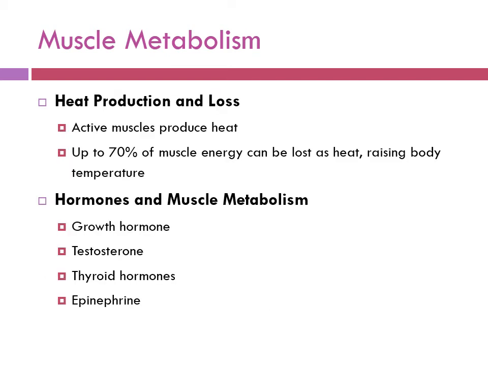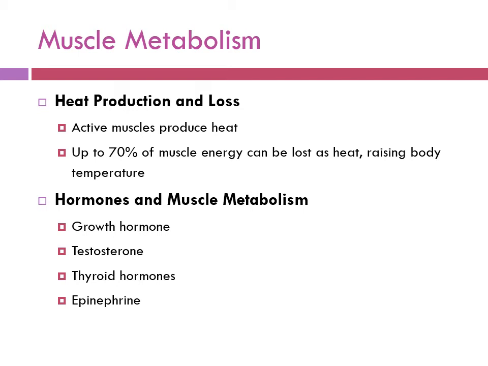Active muscles are producing heat. Up to 70% of muscle energy can be lost as heat, thus raising the body temperature. So when you exercise, you get beet red. Part of that is that heat loss. You're sweating, you're losing that heat that your muscles are producing.